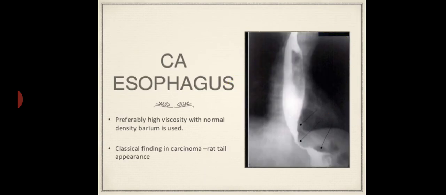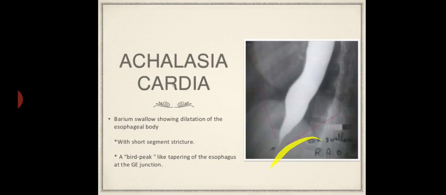Next is the CA esophagus, that is carcinoma of the esophagus. Preferably high viscosity with normal density barium is used. Classical finding in carcinoma is the rat tail appearance. This is the CA esophagus.